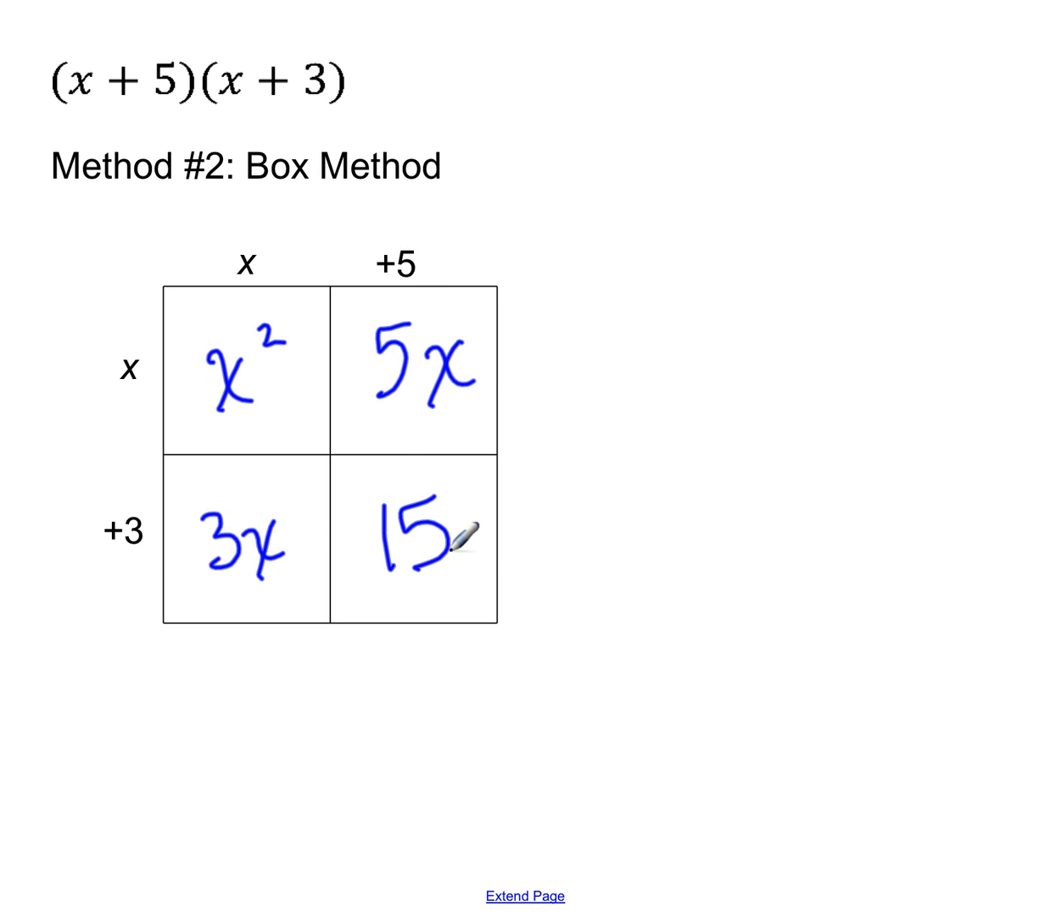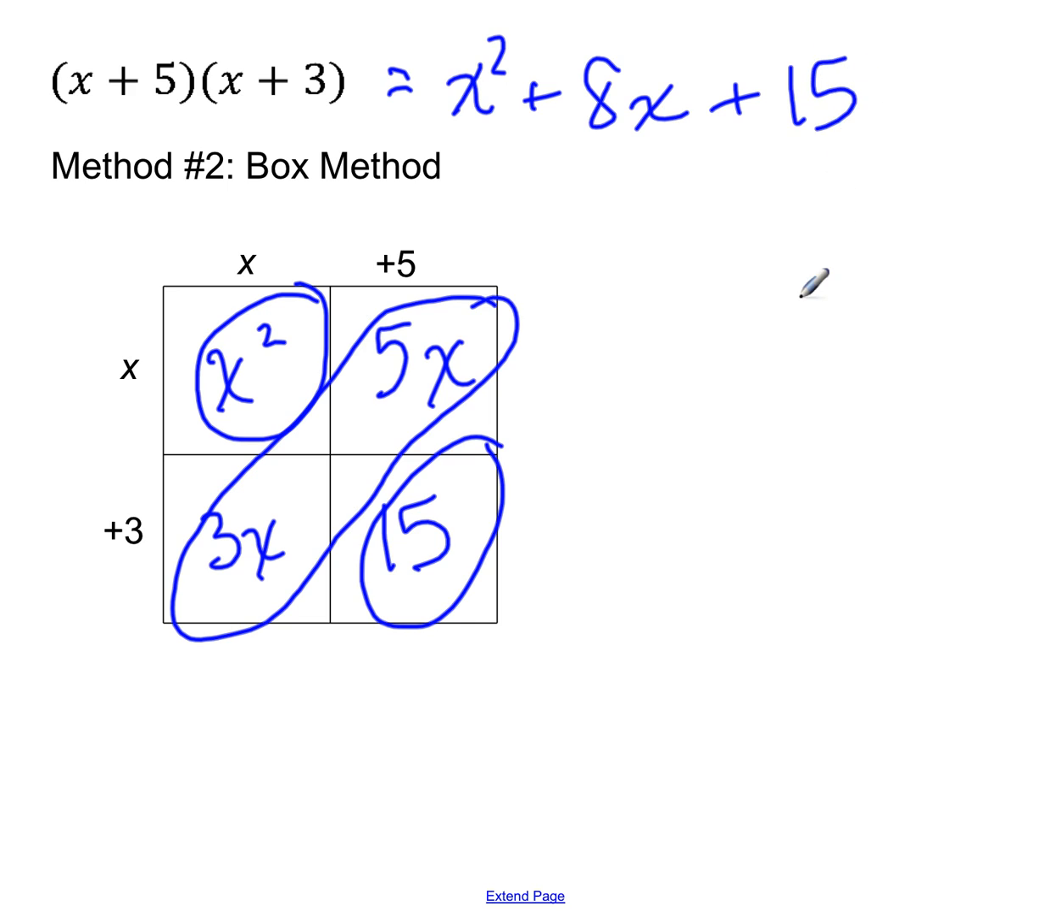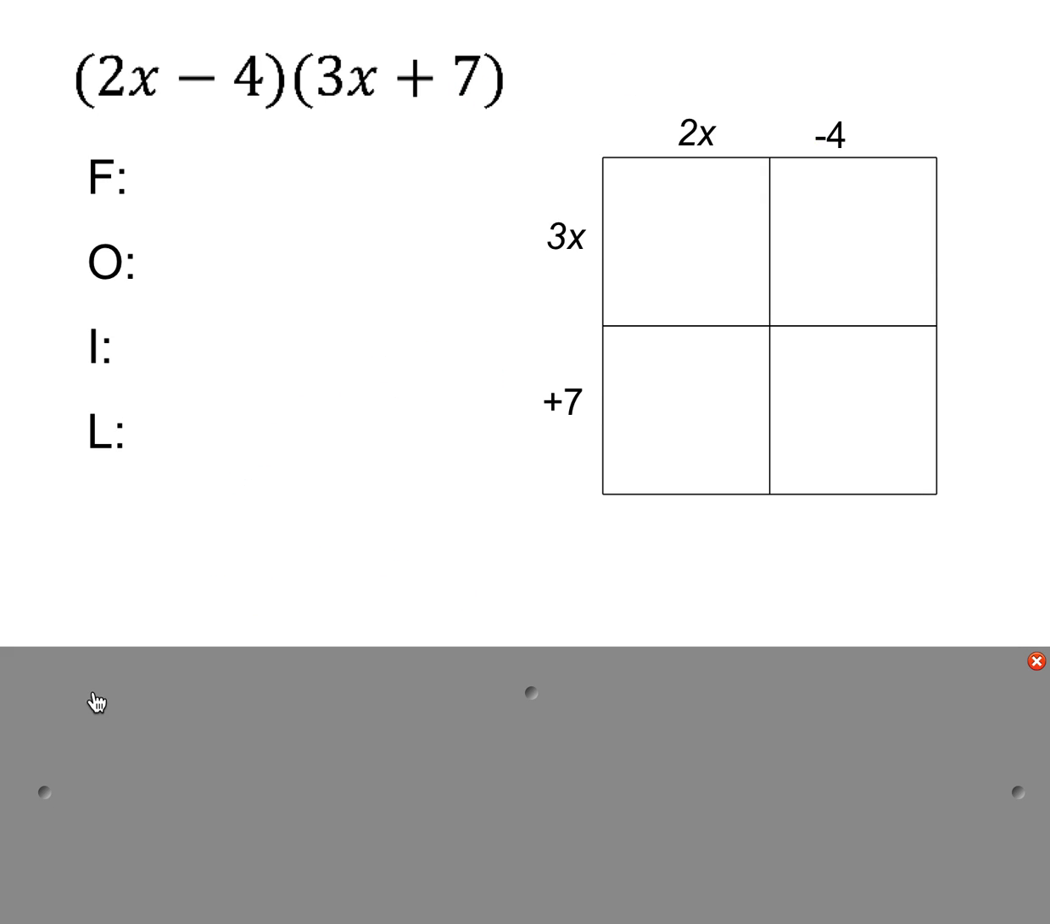Now I wouldn't just leave it like that, I'd need to put everything together, so I'd look and see where are my like terms. Well, x squared doesn't have any like terms, so I'm going to leave x squared by itself. 5x and 3x, they are diagonal from one another, which is a little bit important to note for later. I get 8x, and then I have 15. So I get the same answer. Some people really like the box method, some people really like the FOIL method. Your call.